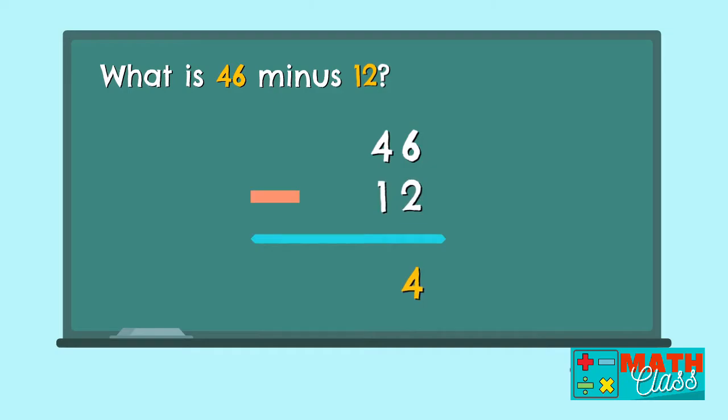Let's write 4 below number 2. Then 4 minus 1 is 3. Let's now place 3 below number 1. Therefore, 46 minus 12 is equal to 34. Good job!